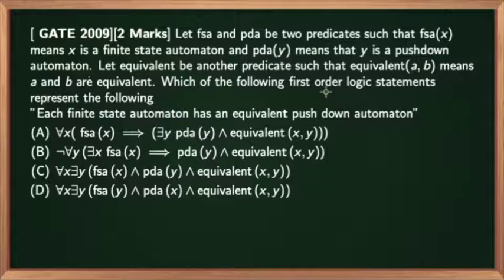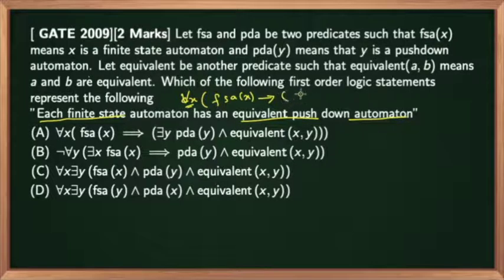Which of the following first order logic statements represent the following? Each finite state automaton has an equivalent pushdown automaton. So basically the statement says for every finite state automaton, there exists an equivalent pushdown automaton, right? So we have for all x, if it's a finite state machine, that means FSA of x, implies. If you have for all x, definitely you should have implies.